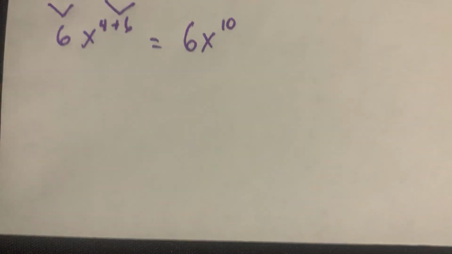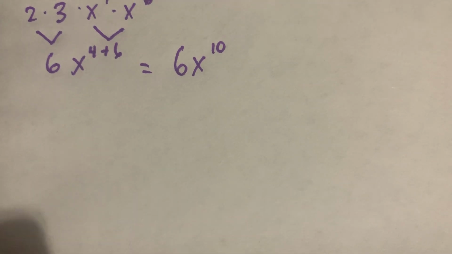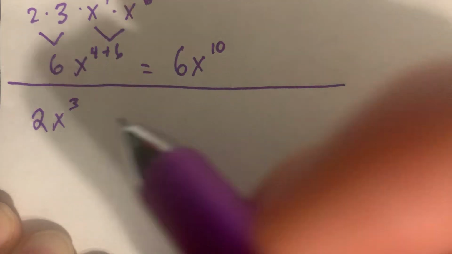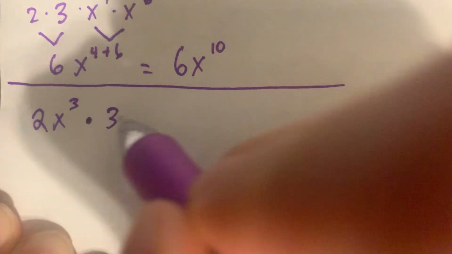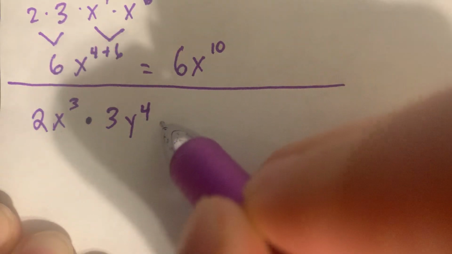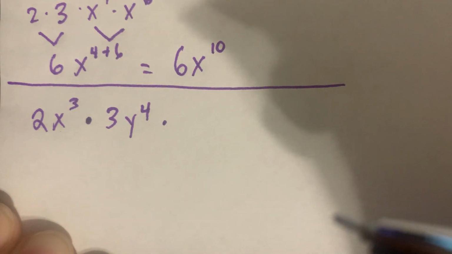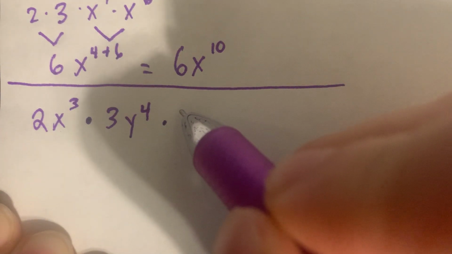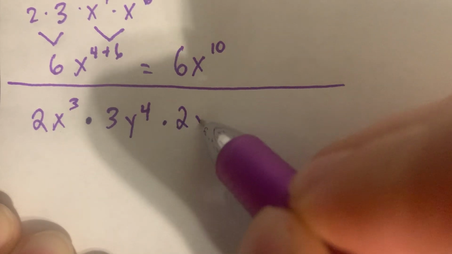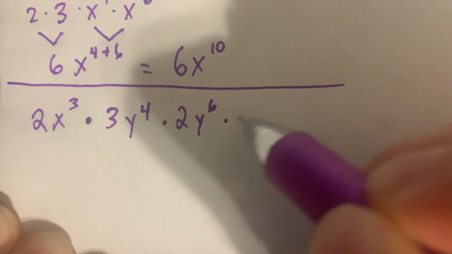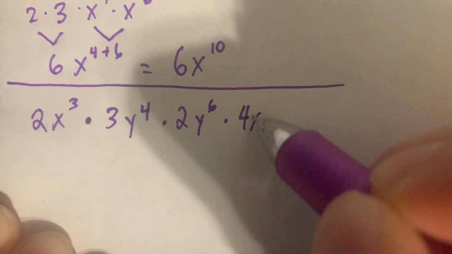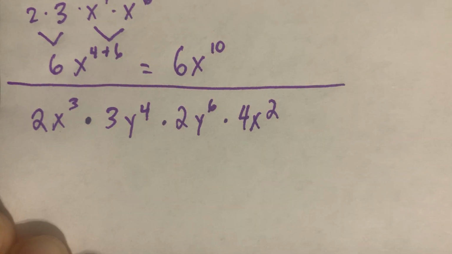All right, so let's move on to one with different types of variables in the same problem. So 2x to the third, I'm going to just draw a line there. 2x to the third times 3y to the fourth times, let's say, 2y to the sixth times 4x to the second power.